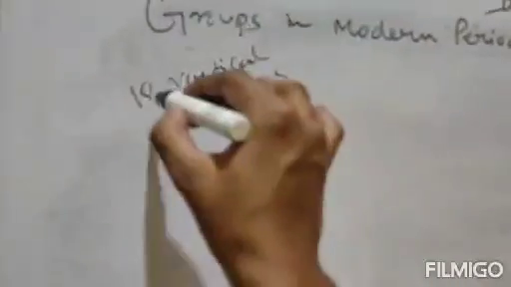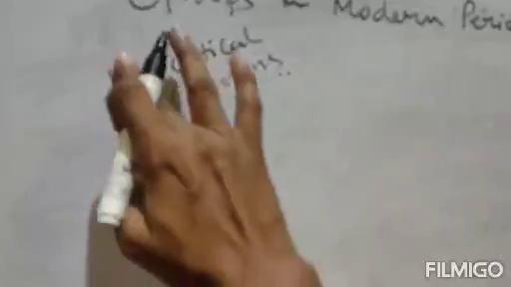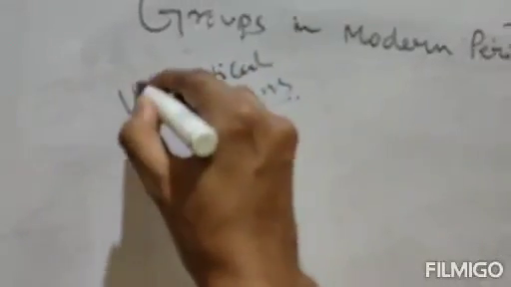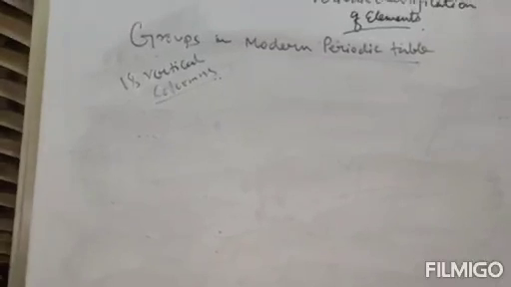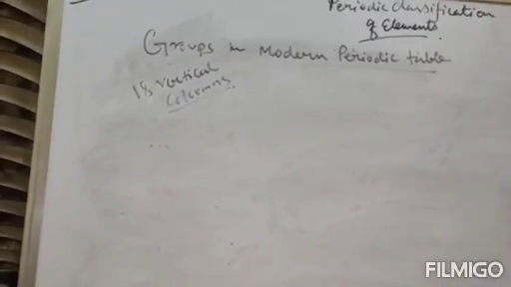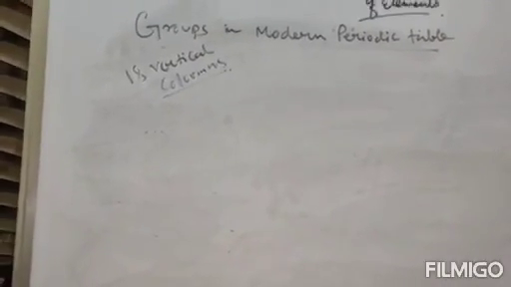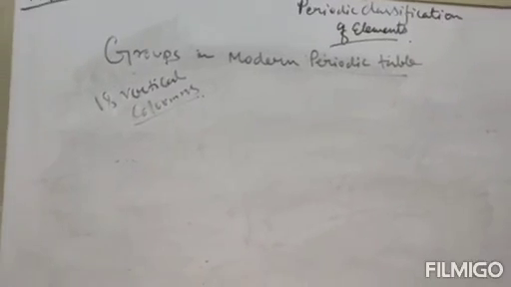18 vertical columns are there which are termed as groups. Now I will discuss some important groups here. I will not discuss all 18 vertical groups. You will find this from your book. I will discuss only the important groups, and they have a specific name.